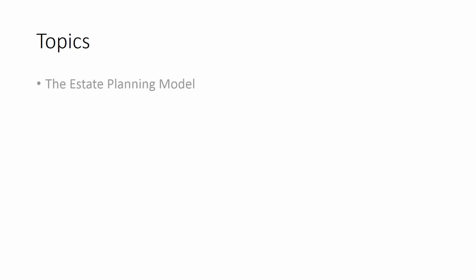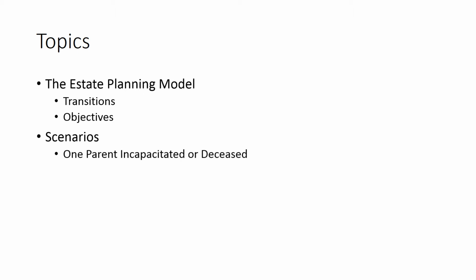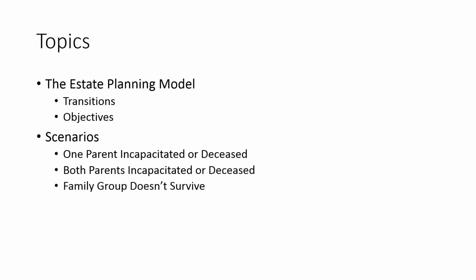The topics we'll be addressing are the estate planning model itself, which involves looking at transitions and the objectives we want to accomplish in those transitions, and different scenarios that we apply to the model. These scenarios would include when one parent is incapacitated or deceased, when both parents are incapacitated or deceased, and in that hopefully rare and unlikely event that the entire family group does not survive. Then we'll summarize what we have talked about and identify some action steps to move forward.